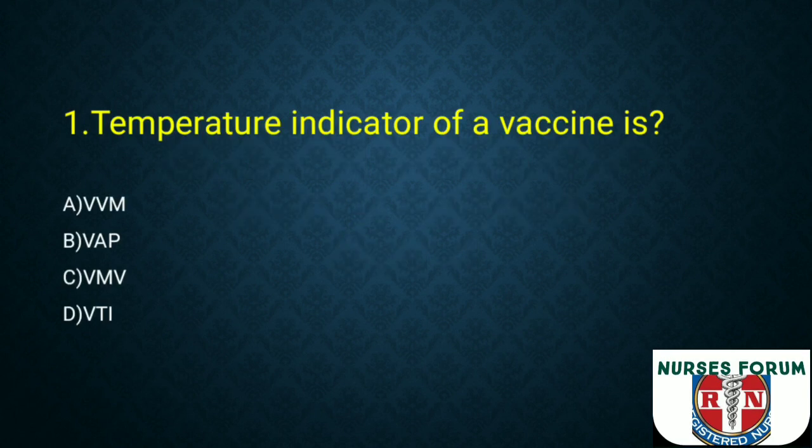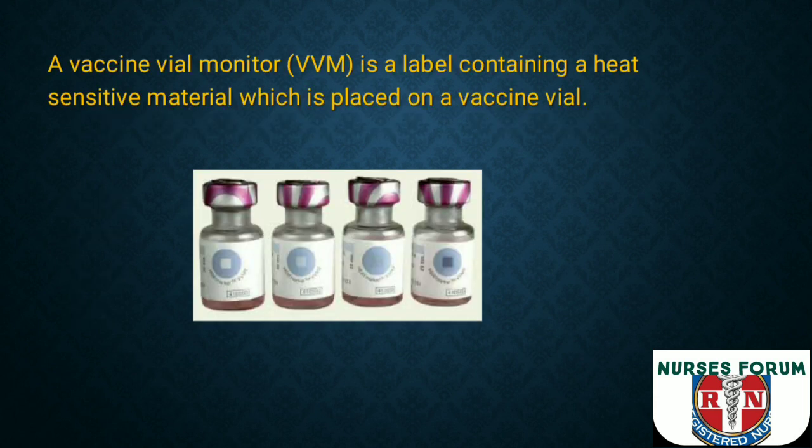First question: temperature indicator of a vaccine is VVM, VAP, VMV, VTI. Right answer is VVM. A vaccine vial monitor, VVM, is a label containing a heat sensitive material which is placed on a vaccine vial. You may have seen this in oral polio vaccine vial. Continuous exposure of the vaccine vial to high temperature will lead to darkening of the VVM color.